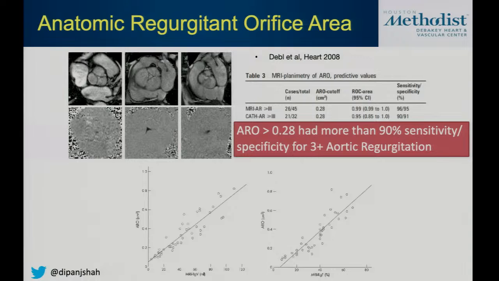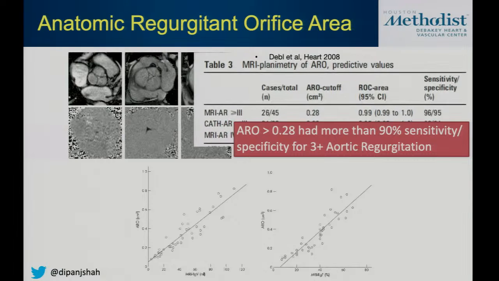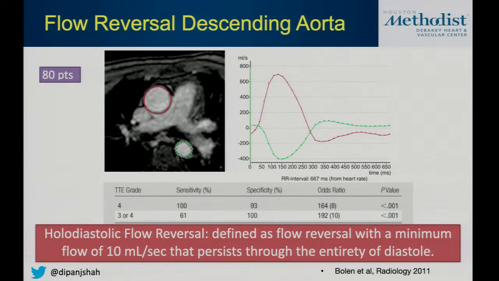With aortic regurgitation, there's data showing that a regurgitant orifice area of more than 0.28 centimeters squared has pretty good sensitivity and specificity for 3 or 4 plus AI. So in cases where you say, hey, I can't quantitate the severity, but I can get a general assessment of how bad the lesion is just based on the size of the regurgitant orifice area. And also you can look for holodiastolic flow reversal in the descending aorta. Just like you would in echocardiography, we can do the same thing in MRI.